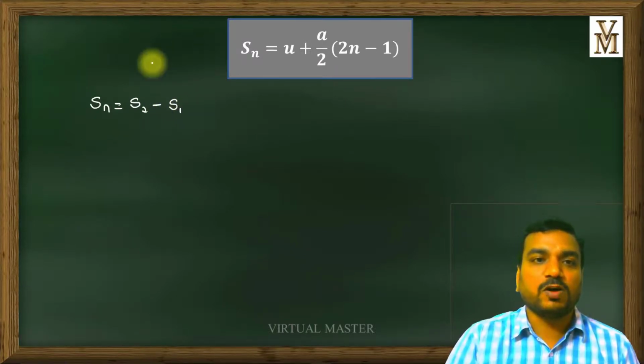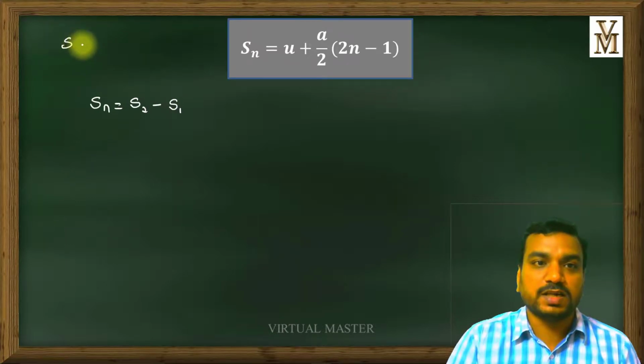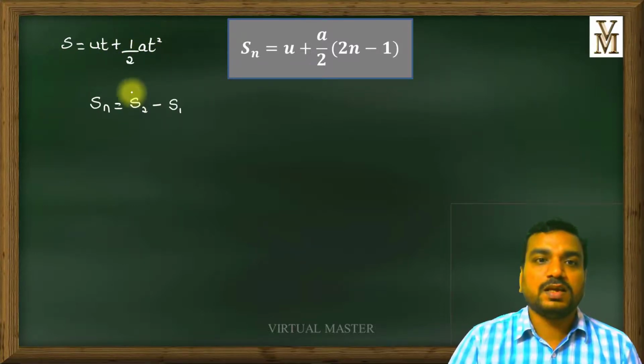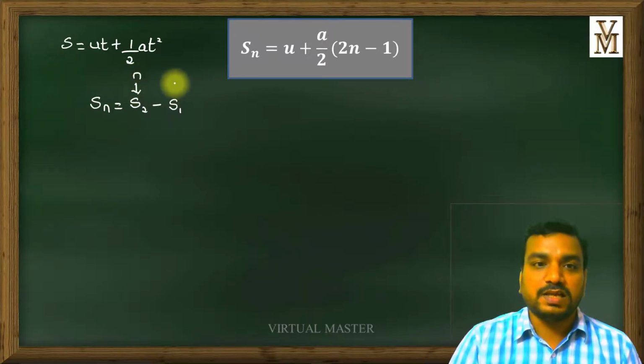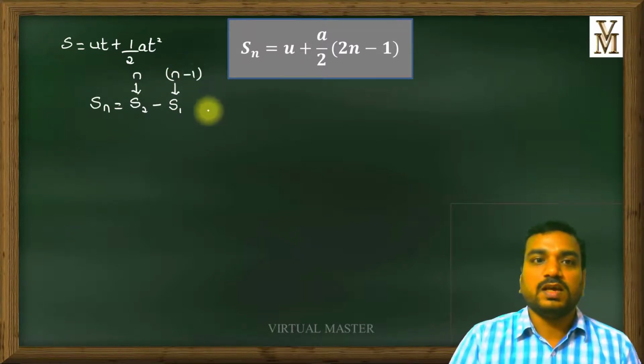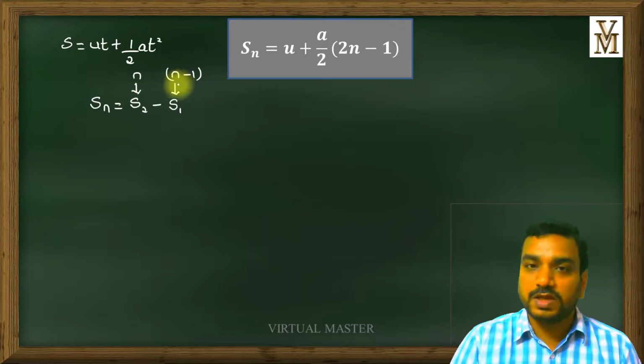Okay, we know the formula for the distance covered by the object. It is S equals ut plus half at square, where t is the time, right? Here S2 is the distance covered by the object in n seconds, and S1 is the distance covered by the object in n minus 1 seconds. In place of t, if we substitute n, we get S2, and in place of t, if we substitute n minus 1, we get S1.